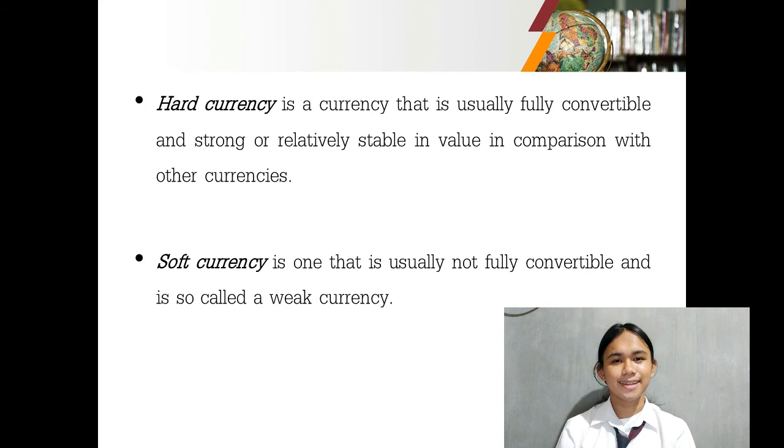Hard currency is a currency that is usually fully convertible and strong or relatively stable in value in comparison with other currencies. It means it is a currency of a strong nation that is not likely to depreciate suddenly. Examples of hard currency are the euro and the dollar, while soft currency is one that is usually not fully convertible and is a so-called weak currency. So it is a currency of an economically weak country, and also it is sensitive and easy to depreciate. People do not expect a soft currency to maintain its value over time compared to hard currencies.